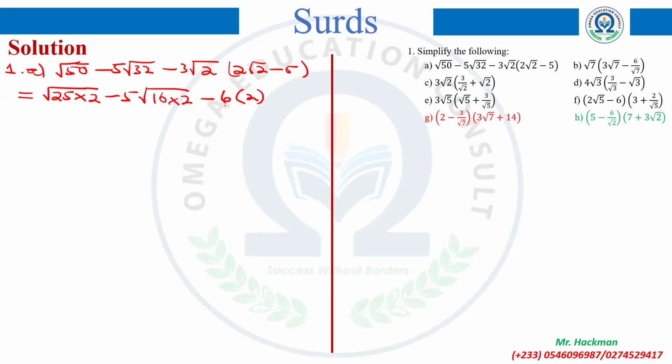Or somebody can write 6 root 4, which is allowed. Only that, like I've told you, that will not be the matured way. Then you come to minus 3 root 2 times minus 5. That will give us positive. 3 times 5 will give us 15 root 2. All correct?